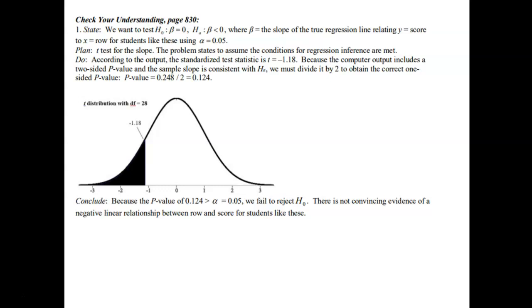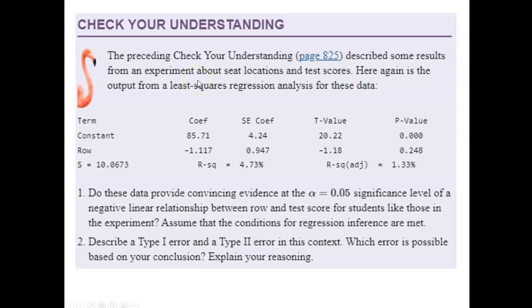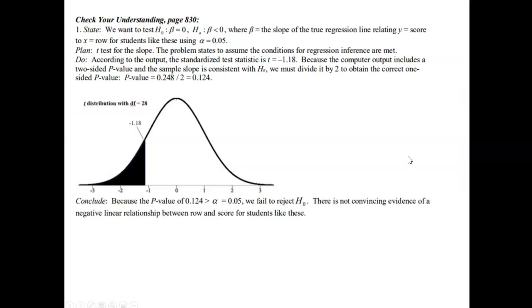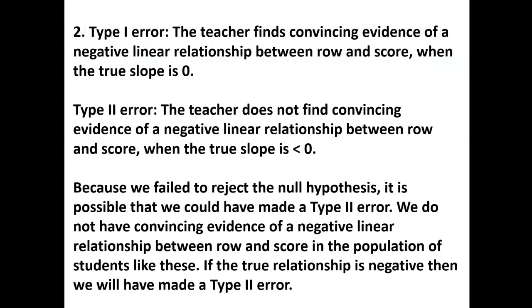So check. We are just going to look at the output and say, according to the output, the standardized test statistic is t equals negative 1.18. Because that output gives you a two-sided p-value, we just have to cut it in half because ours is going to be one-sided. So 0.248 cut in half. And remember, those numbers came from right here. Here's your t-score, and here's the p-value for a two-sided hypothesis test, which we only wanted one side of. Now, our p-value is greater than alpha, so we fail to reject the null hypothesis. There is not convincing evidence of a negative linear relationship between row and score for students like these. So this is giving us evidence that for these kids, it didn't matter where they sat, their test scores were not affected in that direction.